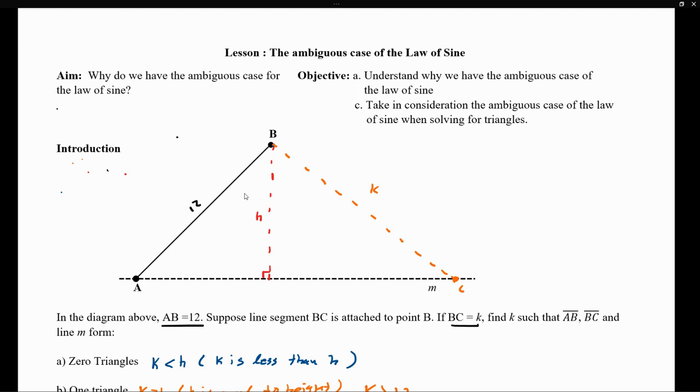Well, let's assume that this is 16. So if K has a length of 16, notice that if we think about this as some kind of a circle, think about this as being the radius of a circle.